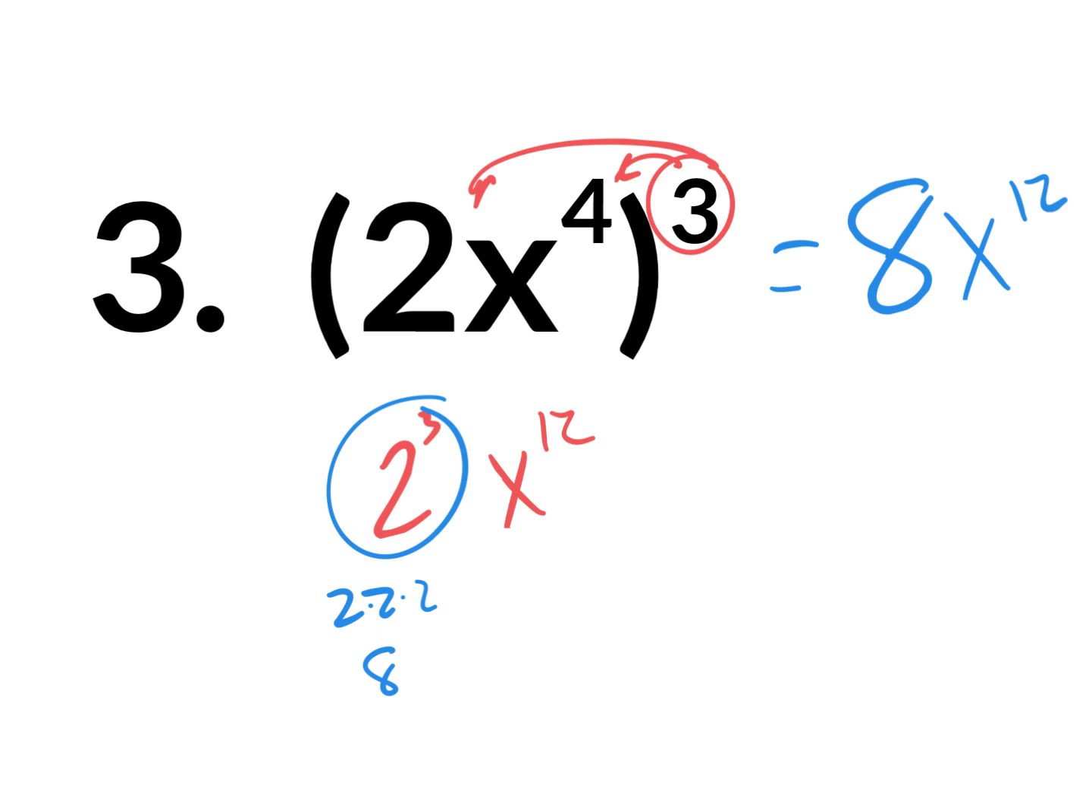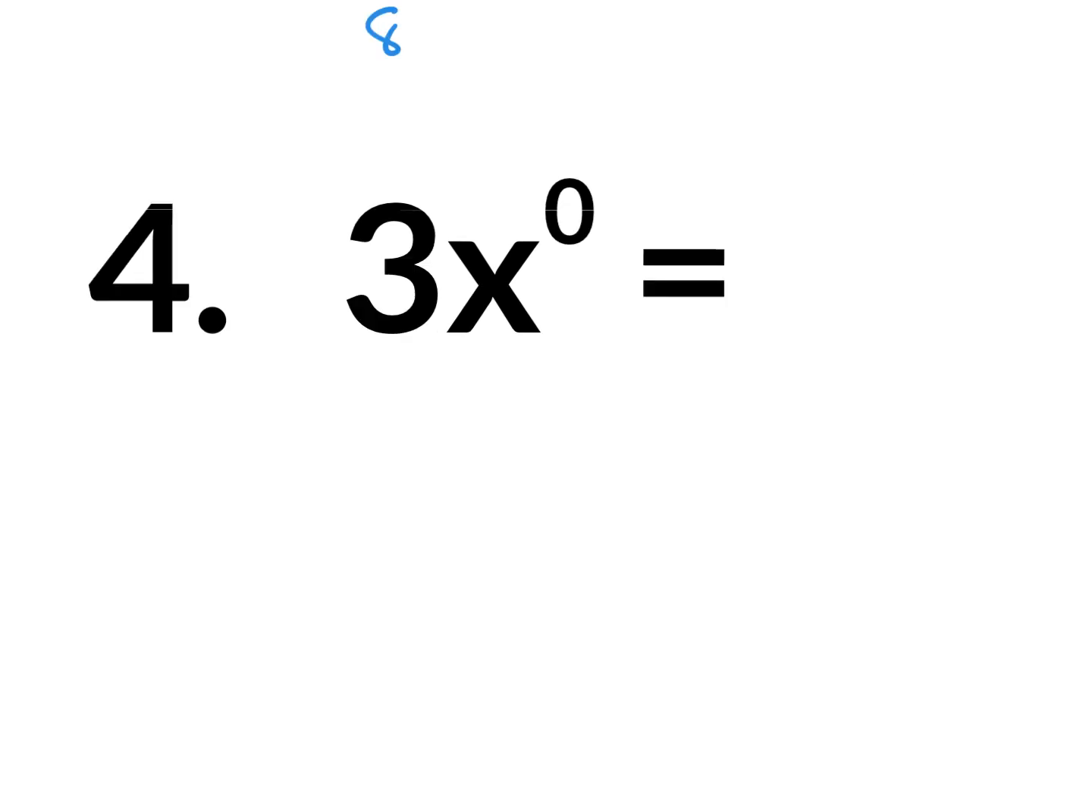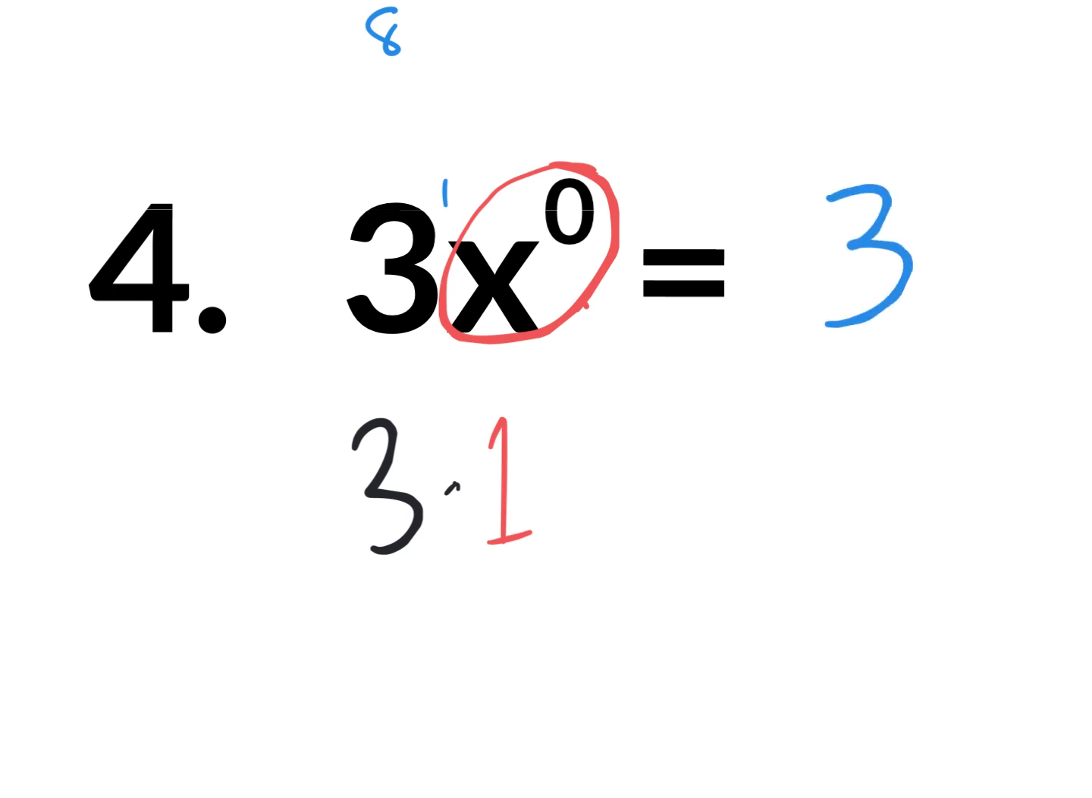Let's try another. 3x to the 0 power. So on this question, the rule that we're applying is anything to the power of 0 equals 1. And the 3 does not have the power of 0 on it. It actually has a power of 1 on it, right? The x is the only thing that has the power of 0. So x to the 0 actually becomes a 1. And this 3 that you're multiplying, it's still there. So you're going to put 3 times 1. So the final answer is just 3, okay?